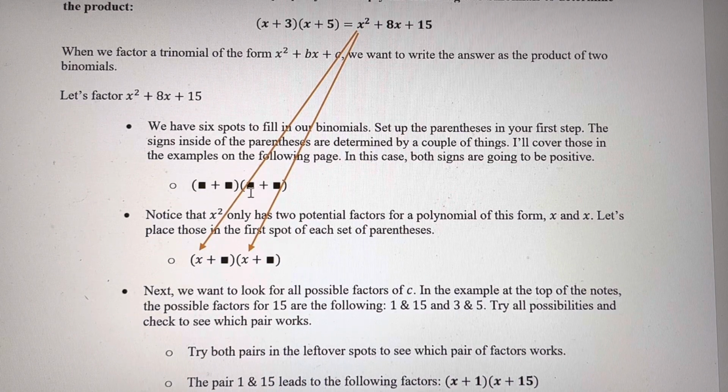A variable is going to go in the first spot, then we're going to have a sign in the middle. Could be both positive, could be both negative, could be one of each. And then we're going to have a constant or a number in the last spot, okay? It's always going to look like this when we're factoring quadratic trinomials. So notice x squared: the only way to get x squared is to multiply x times x. So when our leading coefficient of x squared is 1, my first term in each of these binomials is just going to be 1x, okay?